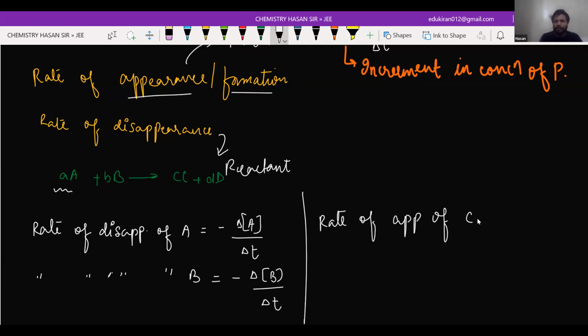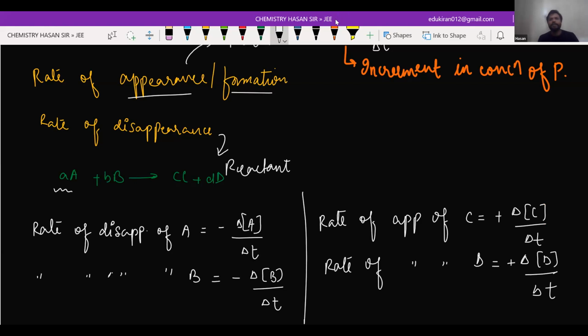In the same way, we can write for appearance. The rate of appearance of C will be equal to positive change in concentration of C upon delta T, and the rate of appearance of D will be equal to plus change in concentration of D upon delta T. So in appearance and disappearance, we don't take the value of the stoichiometric coefficient, and the rate of appearance and disappearance can have different values. But when we talk about rate of reaction, we generally write it in terms of the stoichiometric coefficient. Is that clear?